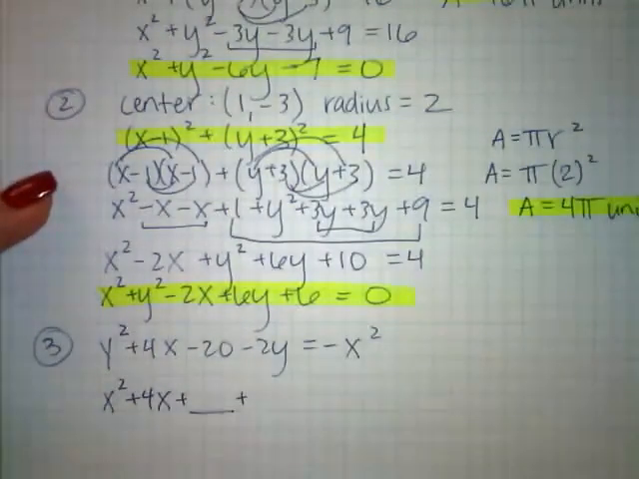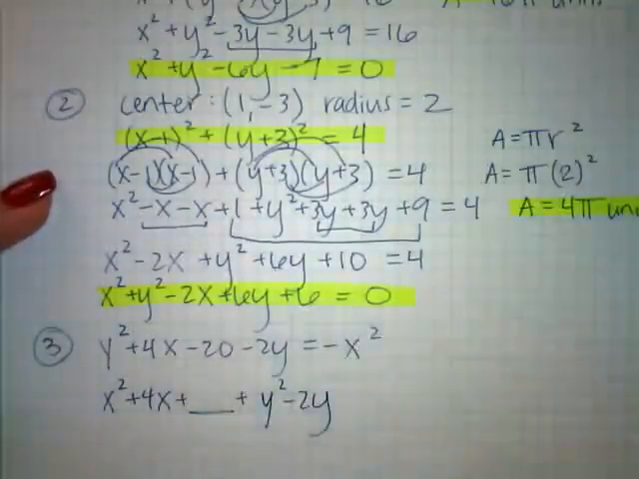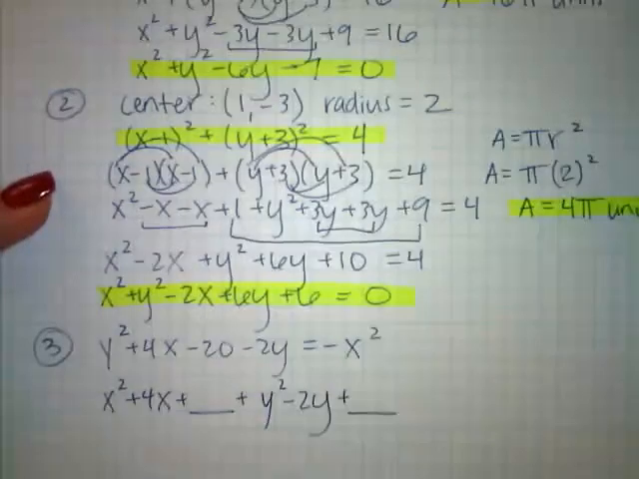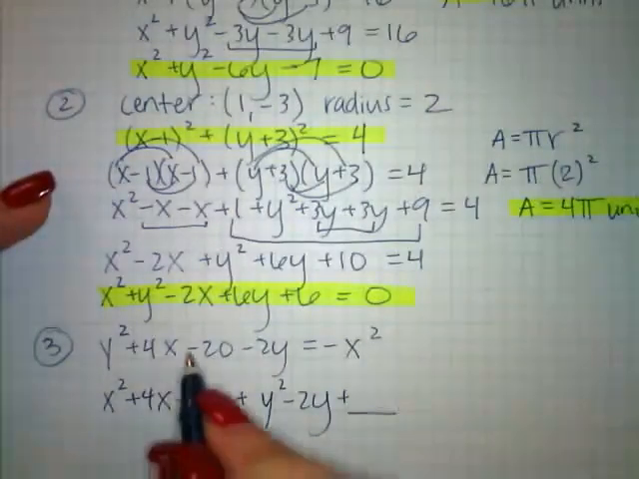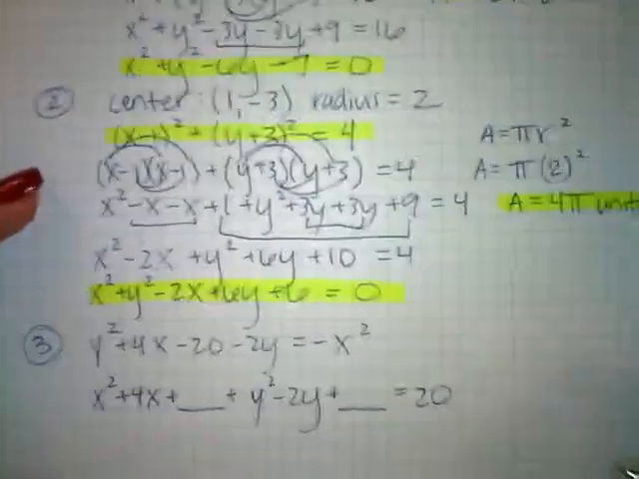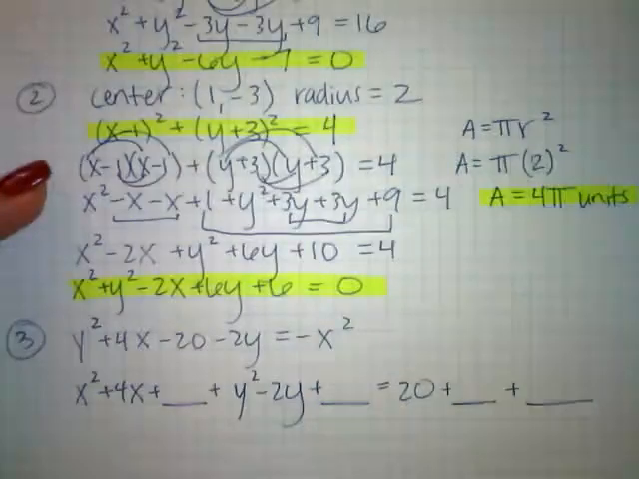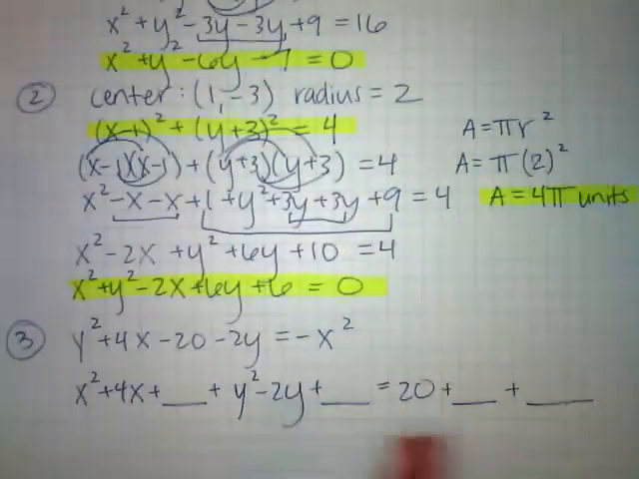Now let's move on to y's. Y squared minus 2y. We'll leave a blank. And remember, you're going to want to add the constant over to the other side. So that's going to be a positive 20 when you add it over. I'll leave 2 more blanks so I don't forget to add everything to both sides of the equation.